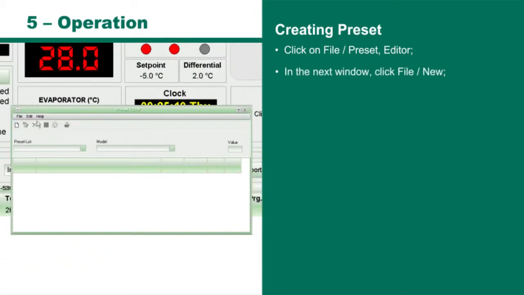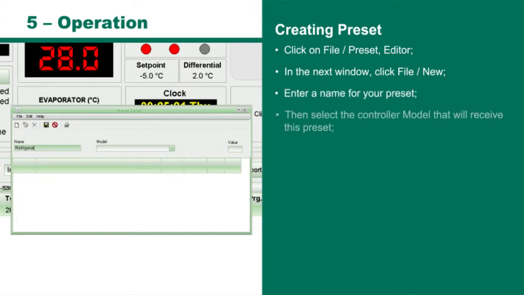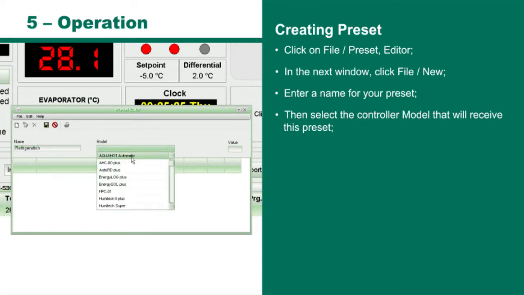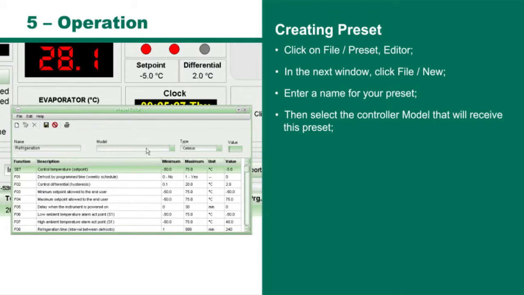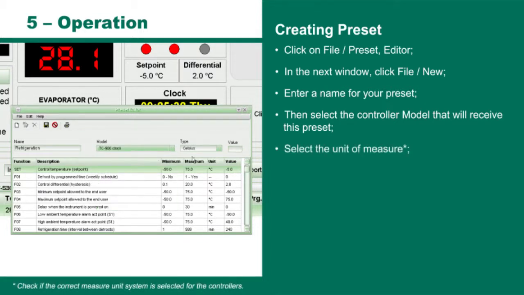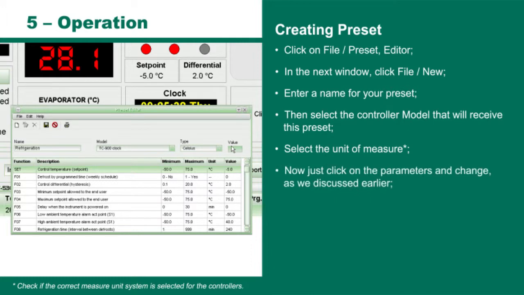In the window, click File, New. Enter a name for your preset. Then select the controller model that will receive this preset. Below, you will see a list of parameters to configure. Select the unit of measure. Now just click on the parameters and change, as we discussed earlier.